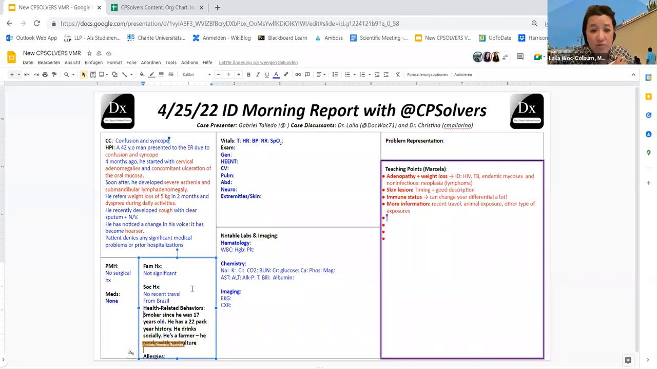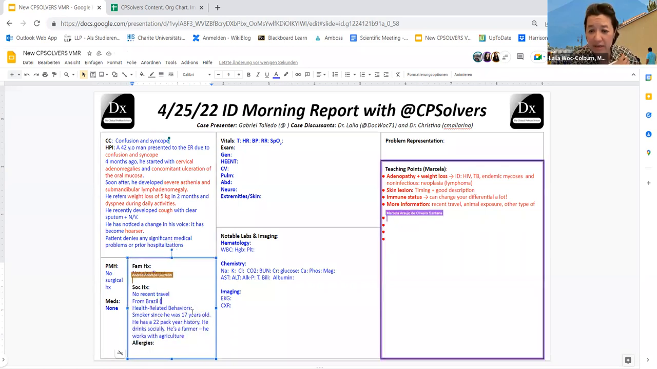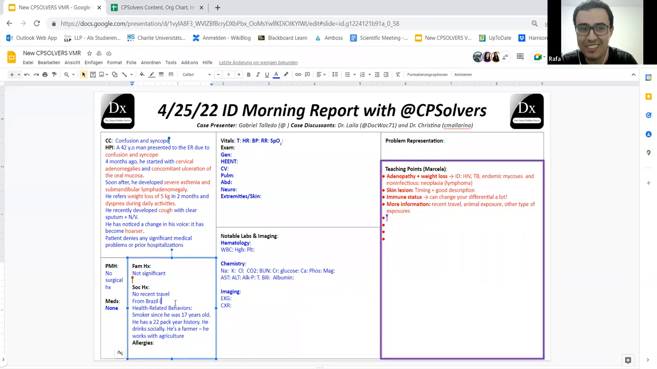I have a question. Which part of Brazil? Brazil is pretty large as it is, and so that will change my differential. If he comes from Minas Gerais, or for example from Brasilia, then my differential will be a little bit different than from Manaus, you know? From my state, Paraná. From your state, Paraná. Okay.